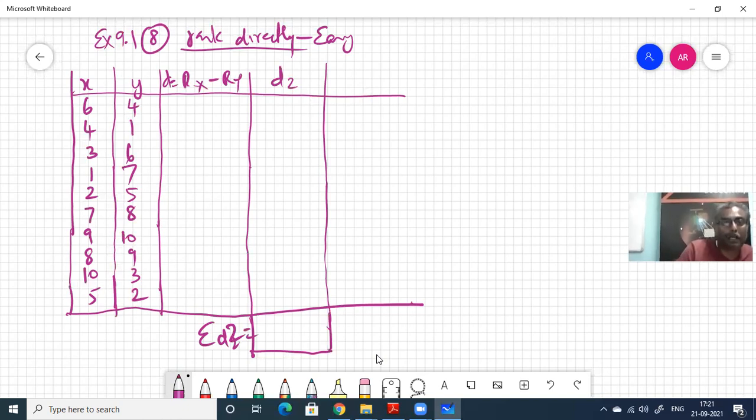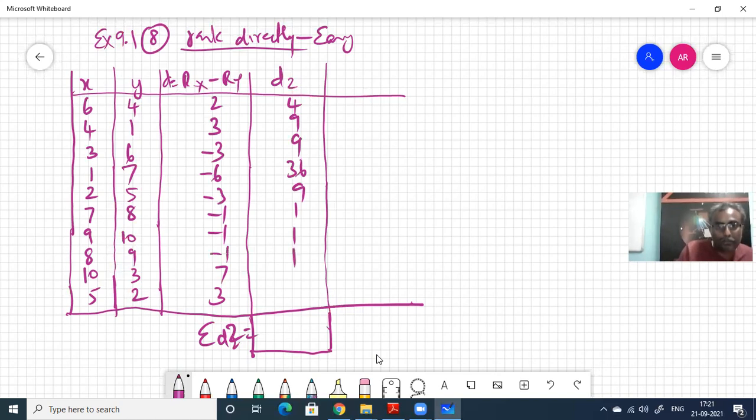Okay, let us take Rx minus Ry. 6 minus 2, 4. 2. 4 minus 1, 3. Minus 3. Minus 6. Minus 3. Minus 1. Minus 1. Minus 1. 7. 3. Okay, then square it: 4, 9, 9, 36, 9, 1, 1, 1, 49, and 9. So how much is the total? 9 plus 9, 18, 19, 20, 21, 30, 36, 45, 54, 55, 57, 58. 58 plus 49 plus 5 plus 3, 8. 8 plus 4, 12. 128 is coming.